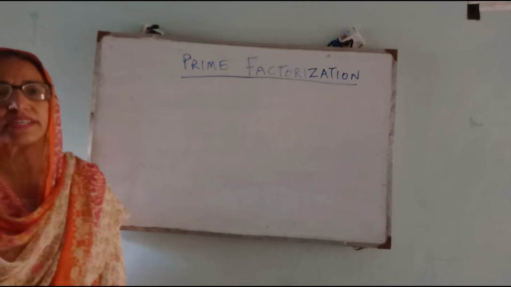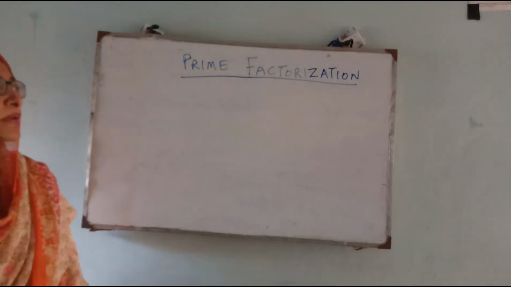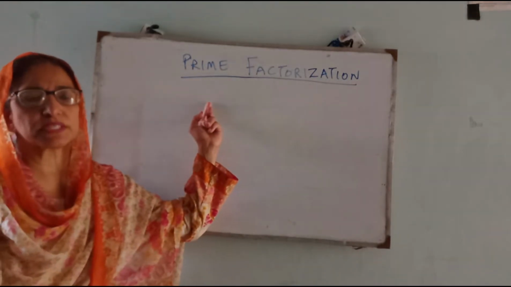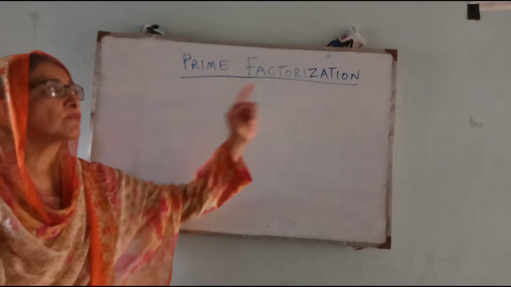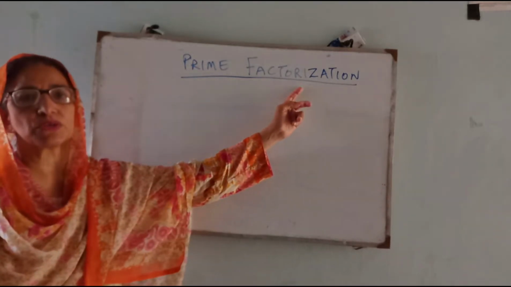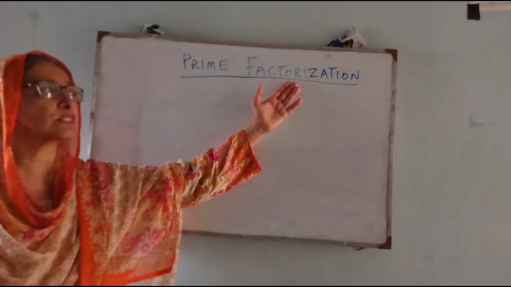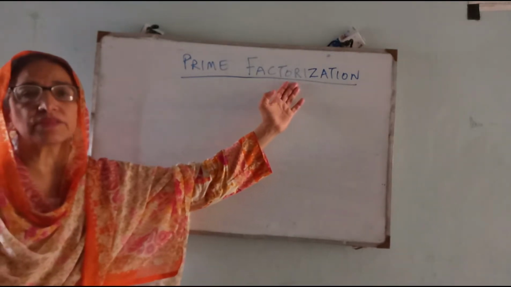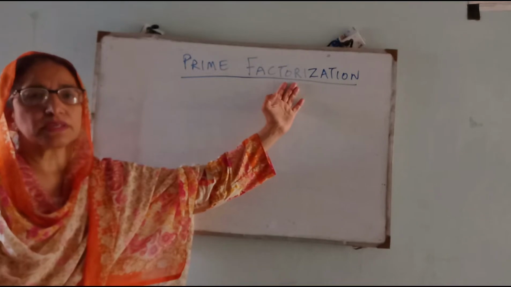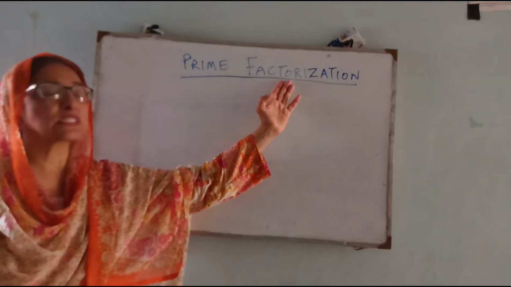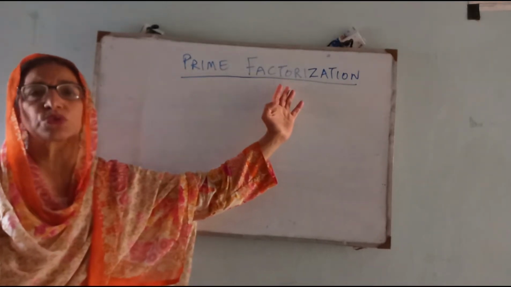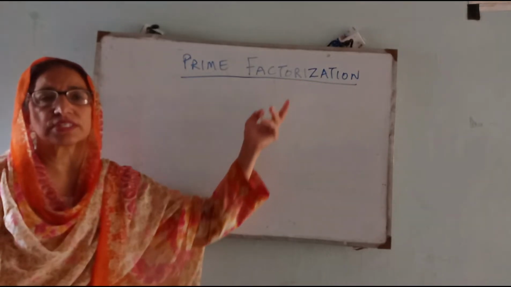Today our topic is prime factorization. We have previously done prime numbers. Prime numbers are numbers which come in the table of 1 and in itself. We have done factorization also. Factorization means that we have to find the numbers which completely divide the given number. Those numbers which completely divide the given number are called the factors of this number.